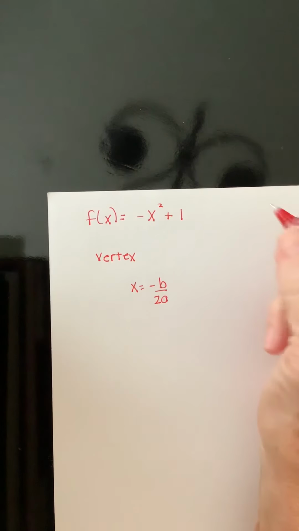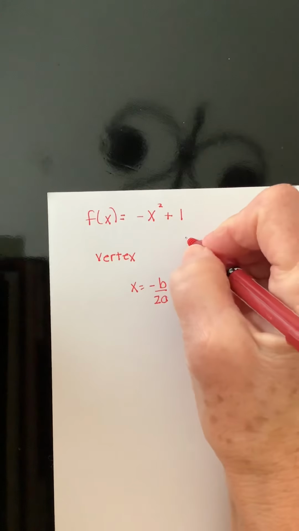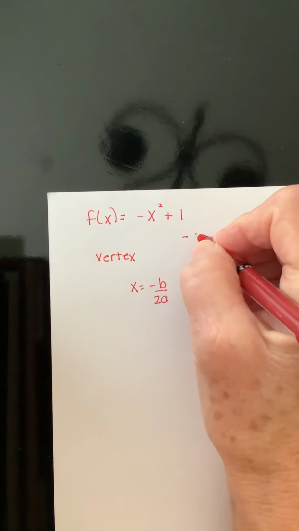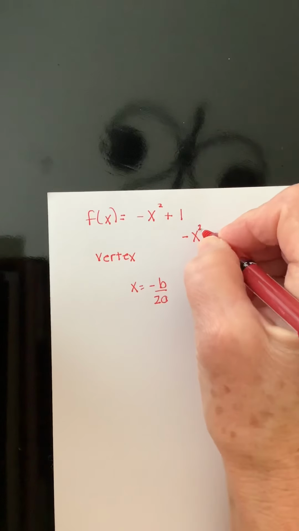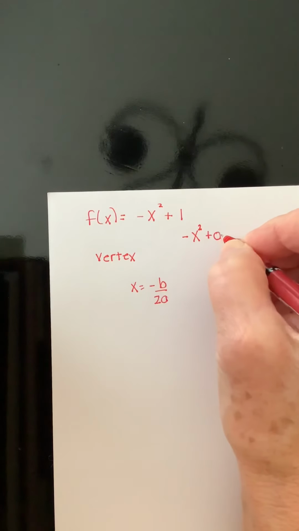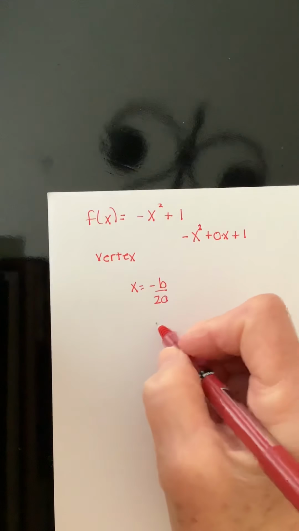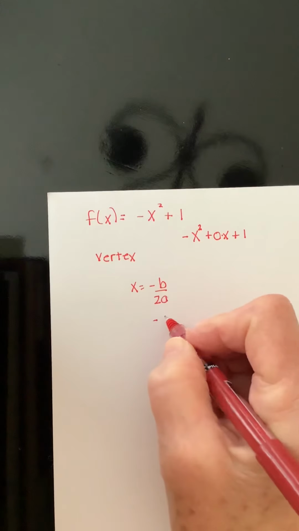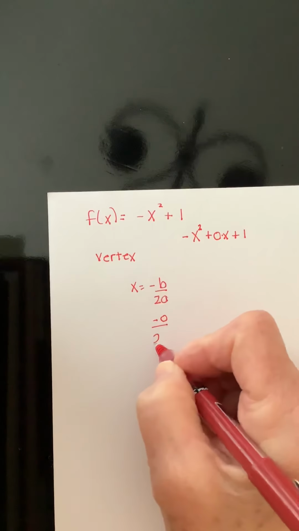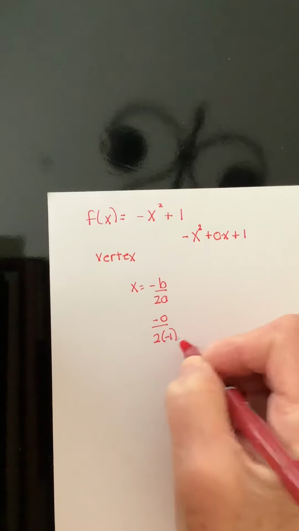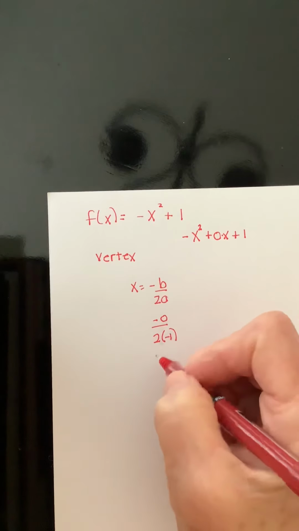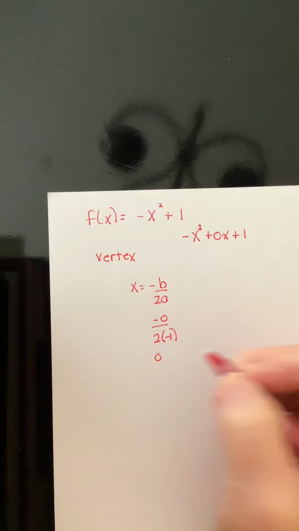So let's write this so that we can see what our b value is. It's going to be negative 1 x squared, negative 1 is our a. Since we don't have an x in there, it's 0 times x, and then plus 1. So to get our vertex, it's going to be the opposite of 0 over 2 times our a, which is -1. So 0 divided by anything is 0.